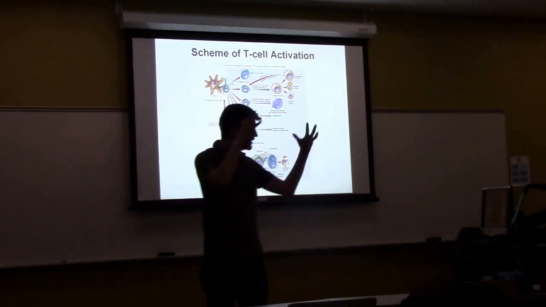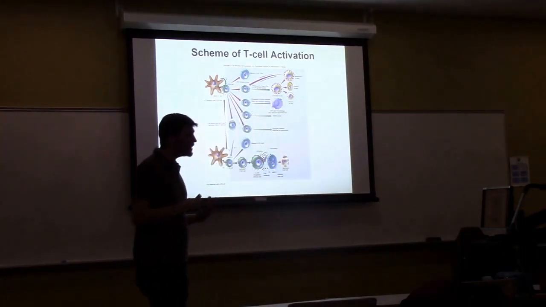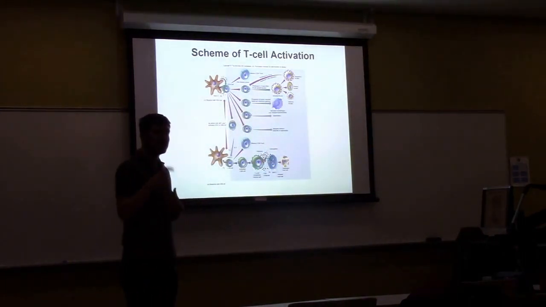Some of these copies will fight the primary infection at the time. Other copies will become memory cells and kind of lie dormant and wait for you to get infected a second time, okay? Just like in the B cells.